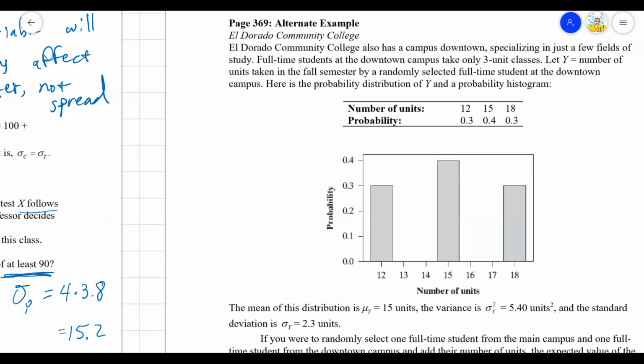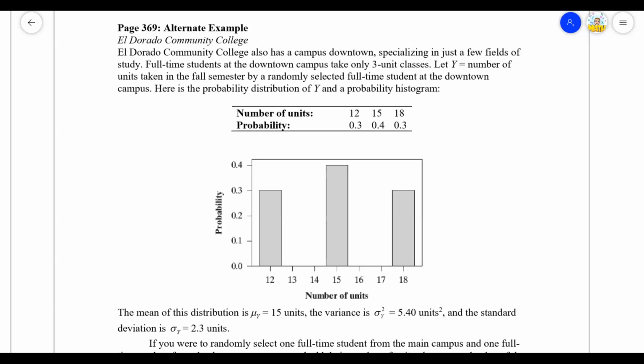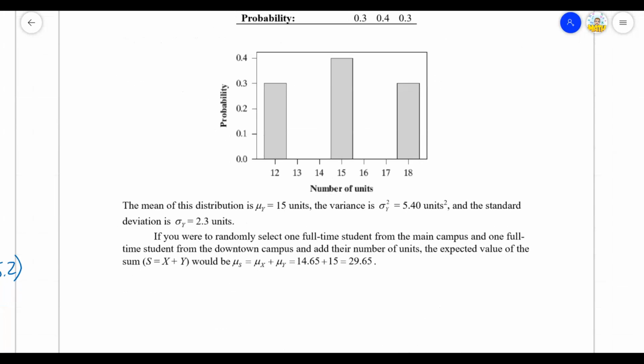So now we're going to come back to El Dorado Community College, and let's think about what's going to happen here now. They have another campus, okay? It's a downtown campus. Downtown has fewer options. You either take 12 credits, 15 credits, or 18 credits, and that's it, okay? So the mean number of credits down here, which we already calculated, is going to be 15. That lives in the middle with a standard deviation of 2.3. Very similar to what we did before.